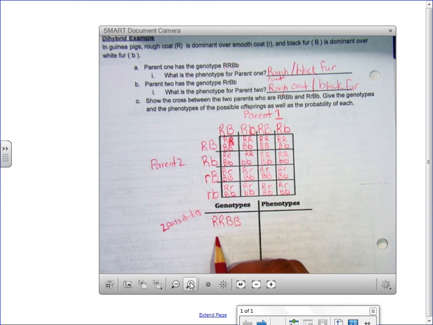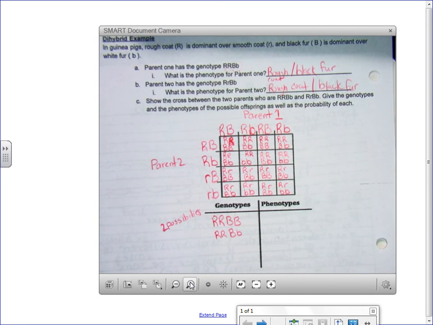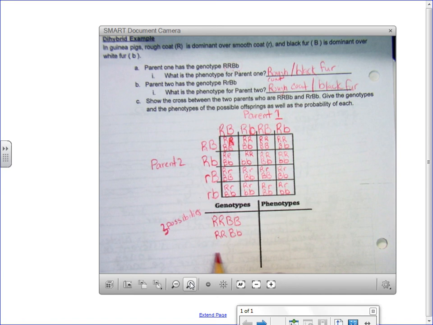Another possibility then would be capital R, dominant B, recessive B. Or, no, normally if it's asking for it, you would. We're not going to take the time. I'll write 3 possibilities to do it now.